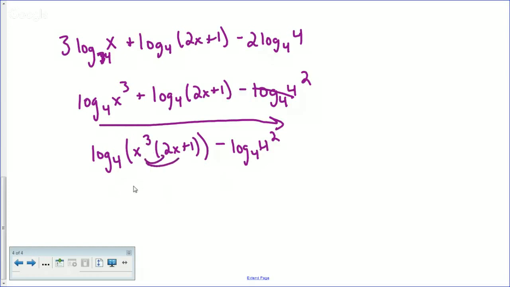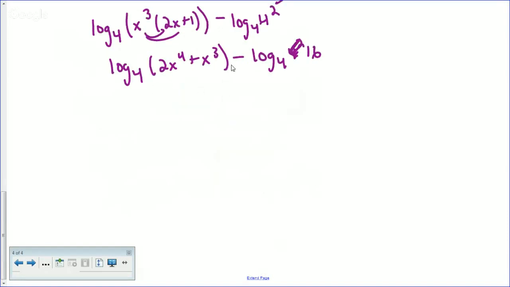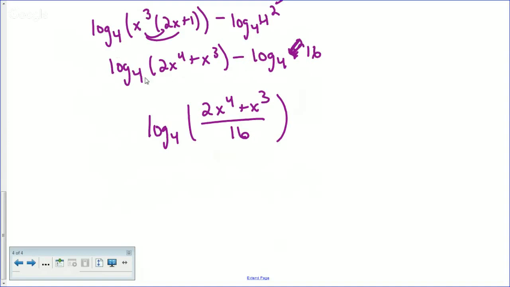Okay, so let's go ahead and distribute that. So we have log base 4 of 2x to the fourth plus x to the third minus log base 4 squared. 4 squared is 16, so we'll go ahead and write that. Okay, so I have same base, subtraction, that would mean division. So we have log base 4 of 2x to the fourth plus x to the third over 16. If I changed this to a 2 earlier, I wouldn't be able to combine the two because this has log base 4 and this one would not. So that's kind of why I left it.